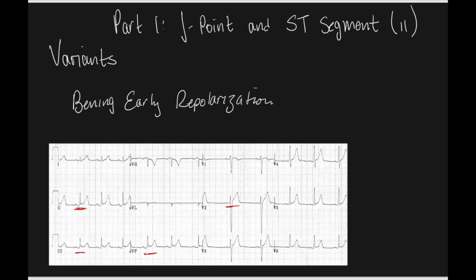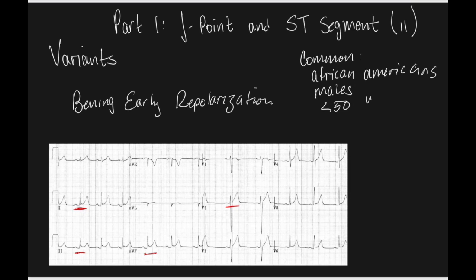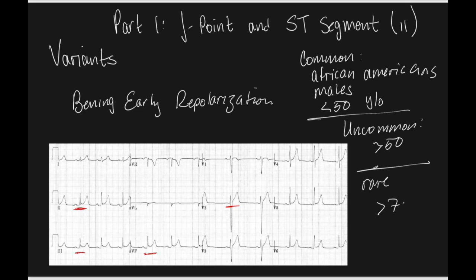Now, benign early repol, there are some things that we need to keep in mind if we look at a 12 lead and call something benign early repol. We need to keep in mind that it's common in African Americans. It's common in males. It's common less than 50 years old. It's uncommon if you're greater than 50, and it's rare if you're greater than 70.